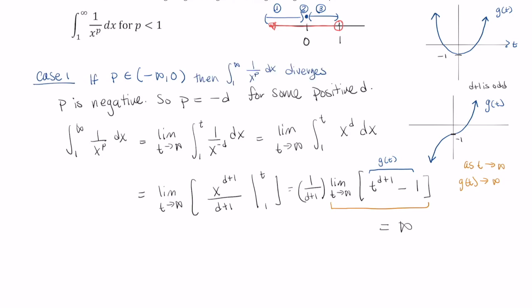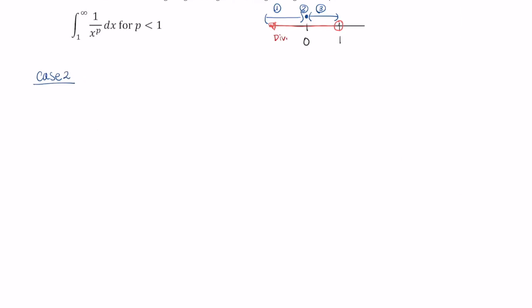Okay, so now let's take a look at our second case. So our case 2, and that's the case where p is equal to 0. So our integral from 1 to infinity of 1 over x to the p dx can be rewritten as the limit as t approaches infinity of the integral from 1 to t of 1 over x to the 0 dx.